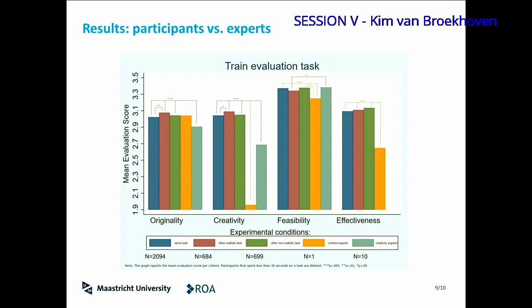And what we see is that there are differences, again, on the dimensions of originality and creativity, in that the creativity experts rate the ideas significantly lower. So they're more critical on these dimensions than all experimental conditions. If we look at effectiveness, we don't see anything, also because that was not asked in that study, so we don't have data about that. They did ask about feasibility though, and we do not see any differences, but we only see a marginal difference when you compare the participants who generated ideas for other realistic tasks to the creativity experts. They are slightly lower.